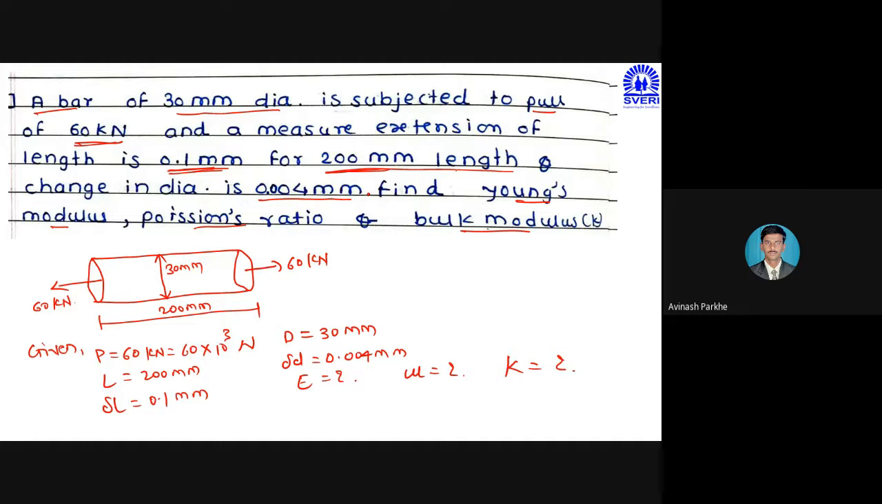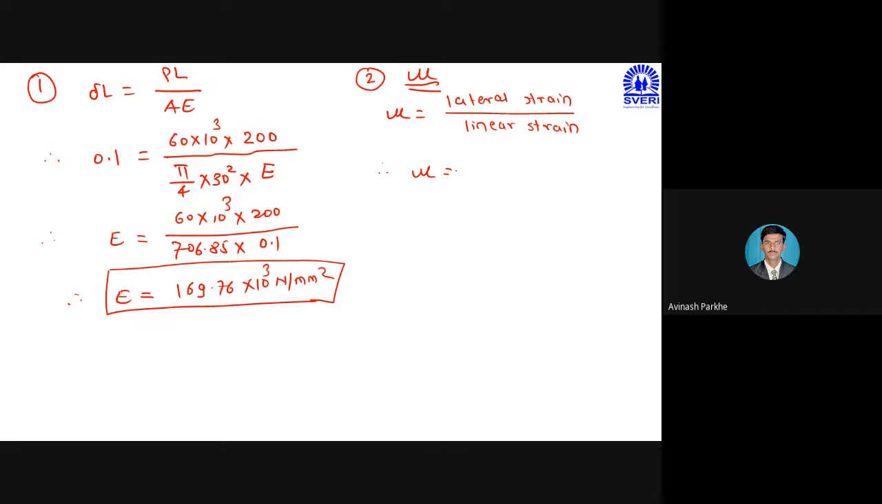In the figure, the force is applied along the length. So that means the force is applied in horizontal axis. Whatever the strain is developed in the direction of force, that strain is called a linear strain. And the strain developed perpendicular to the direction of force is called a lateral strain. So here, the force is applied along the length, means linear strain is developed along the length, and the linear strain formula we can write is delta L upon L.